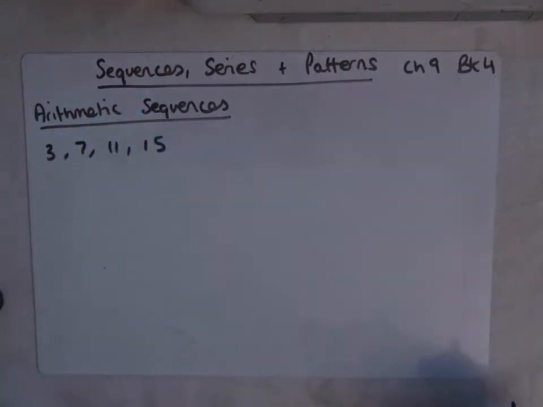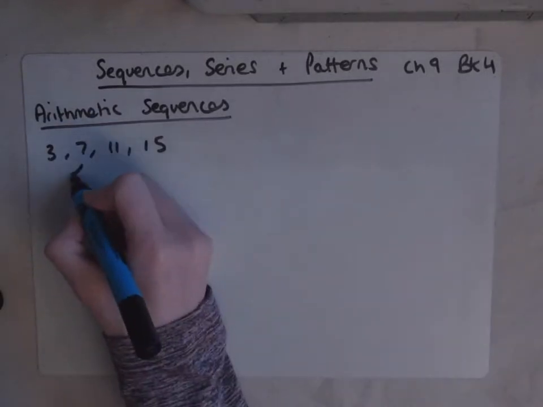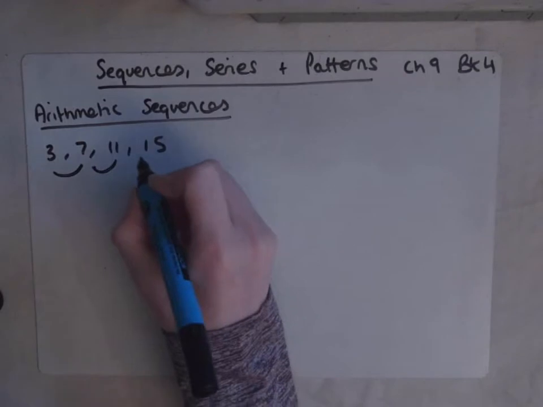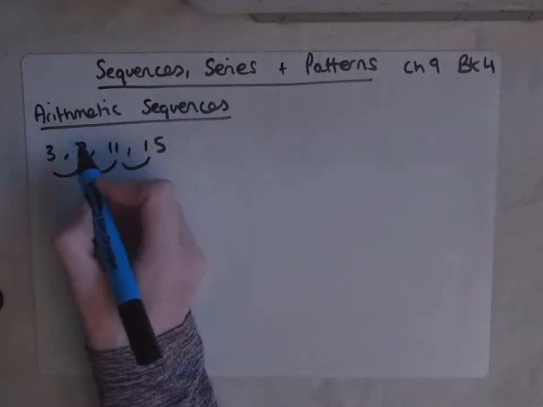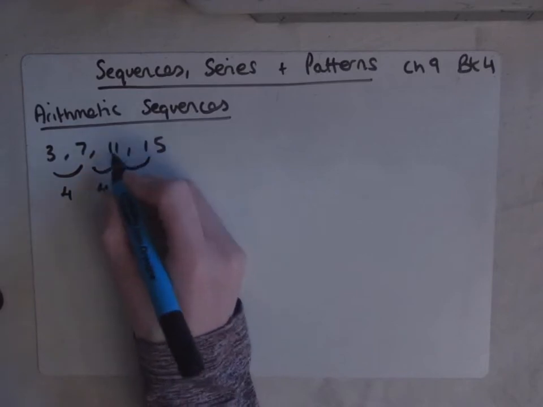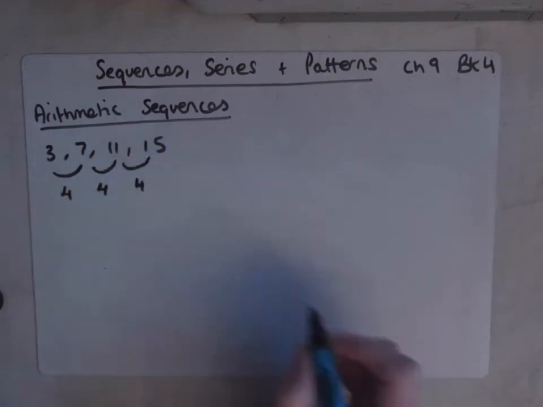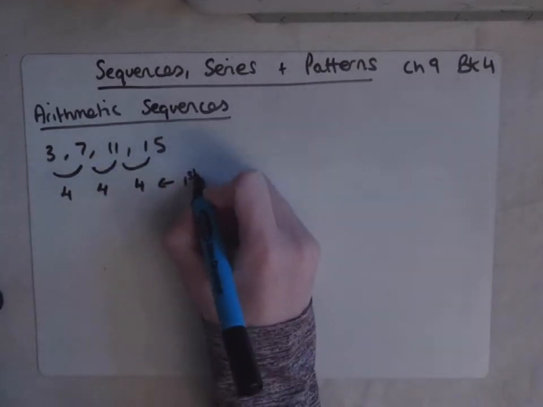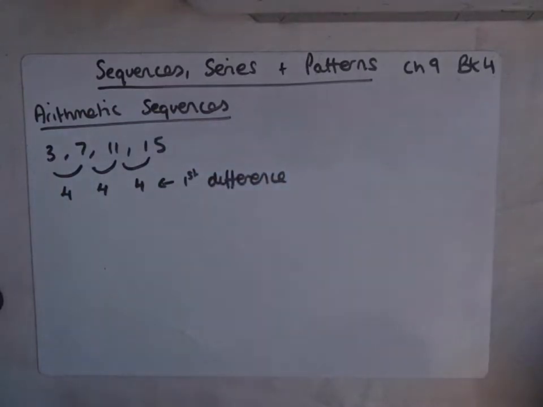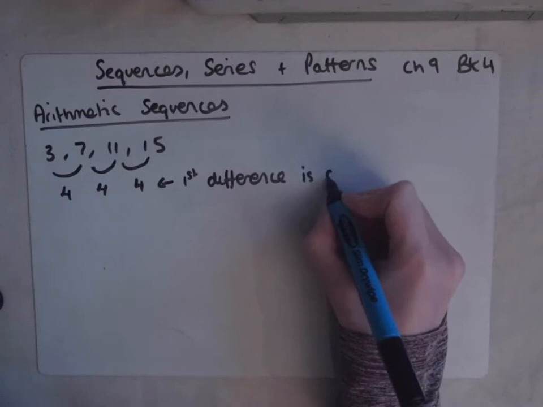You're just going to find the difference between the second and the first term, the third and the second, and the fourth and the third, okay? So 7 take 3 is 4, 11 take 7 is 4, 15 take 11 is 4. That's called your first difference, and it has to be a constant if your sequence is to be arithmetic or linear. So your first difference is a constant.